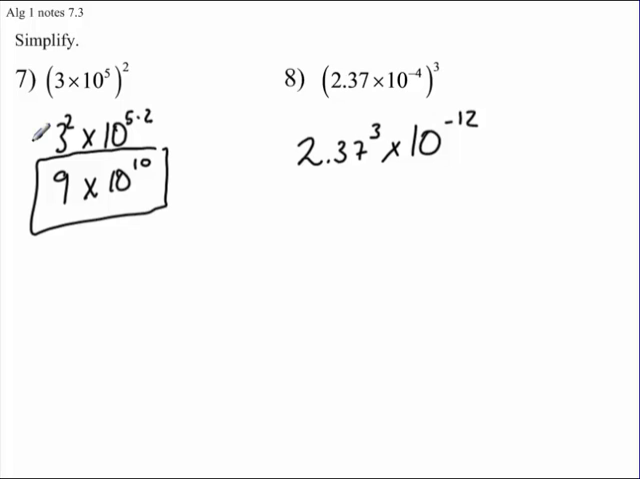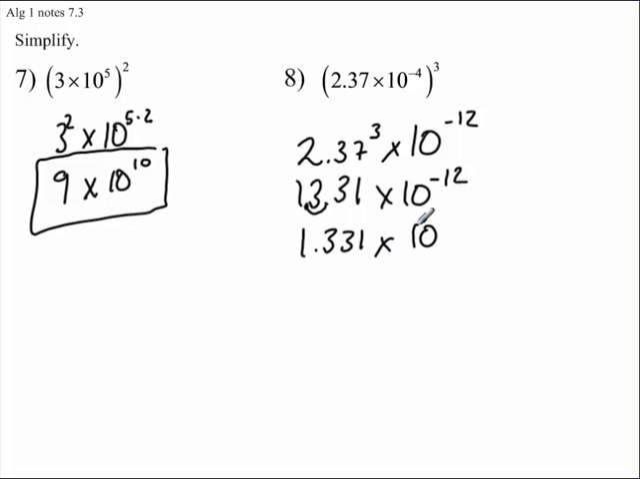Let's take our calculator out and take 2.37 to the 3rd power. And you should get 13.31. There's some other stuff, but I'm going to round it off right there. Times 10 to the negative 12. Remember, I want this between 1 and 10. Less than 10, it can be 1, but less than 10. So I have to make it 1.331. I made this number smaller, which means I have to make this bigger. So times 10 to the negative 11th power.